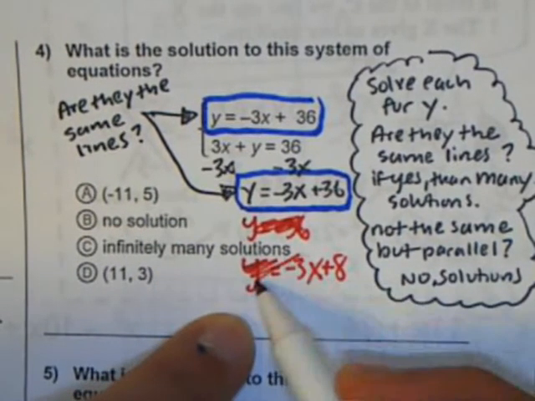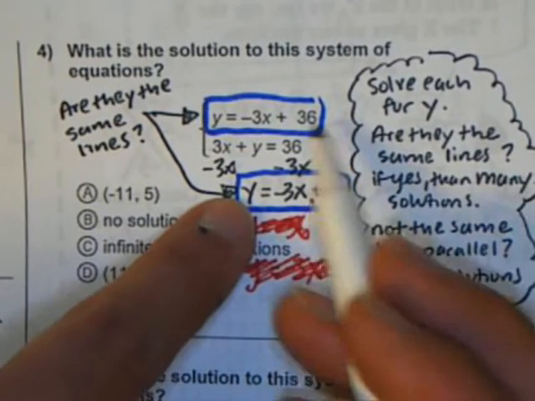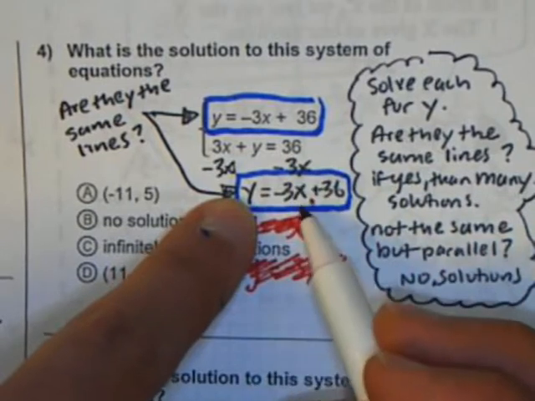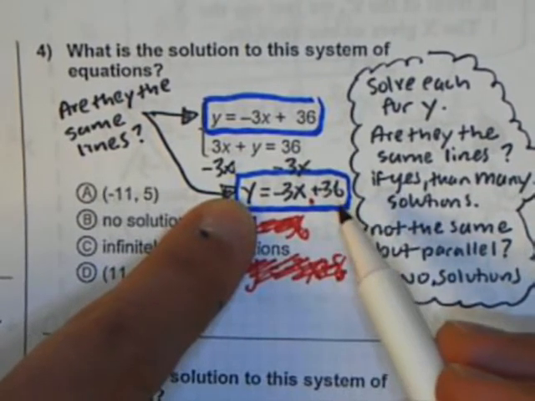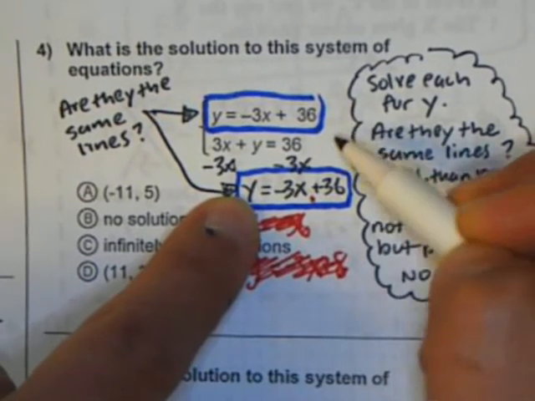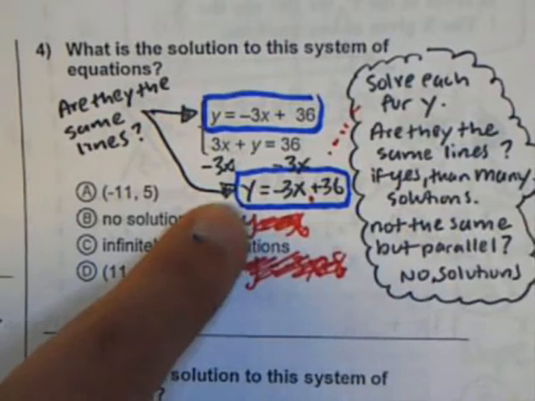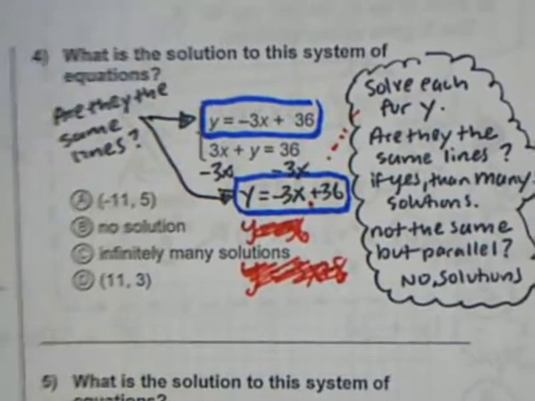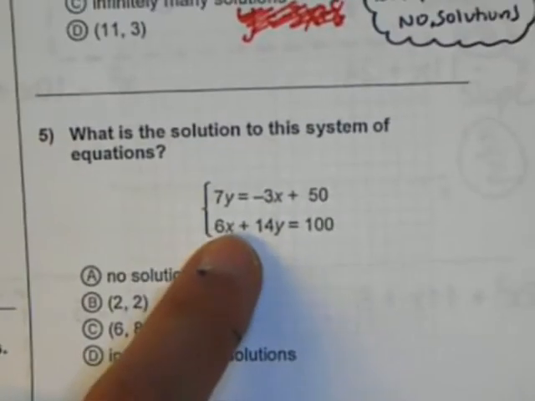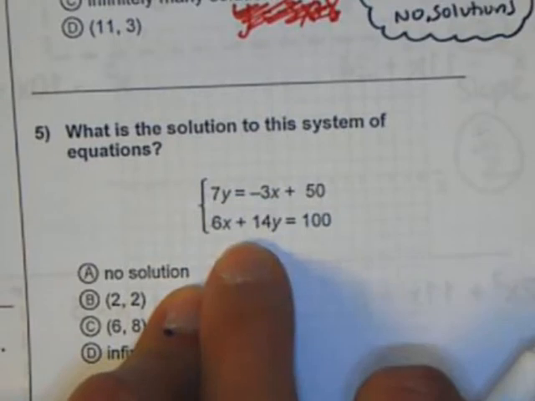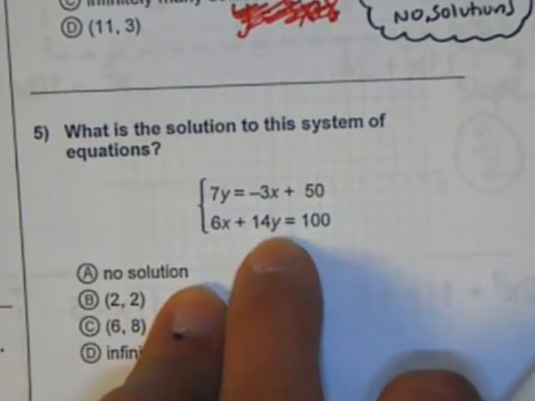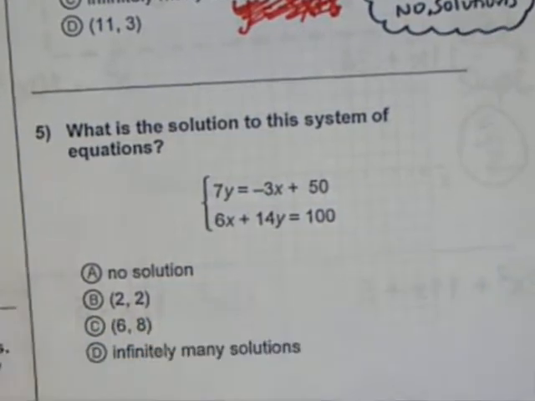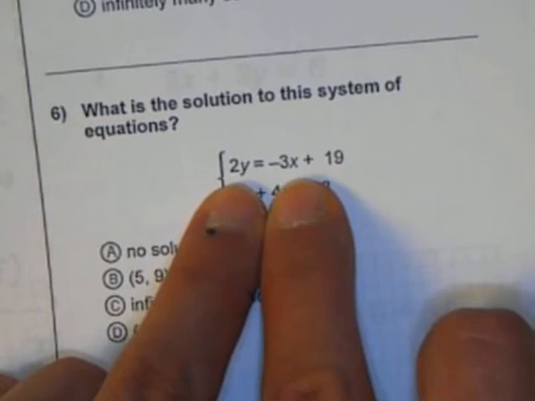But if they are the exact same equation, like this one and this one are, then that means that they are many solutions, because when you graph them, they're going to be on top of each other, sharing every single point. Okay? So solve the others for y first, like this one, solve for y, and this one, solve for y, and then see if they're the same exact equation.